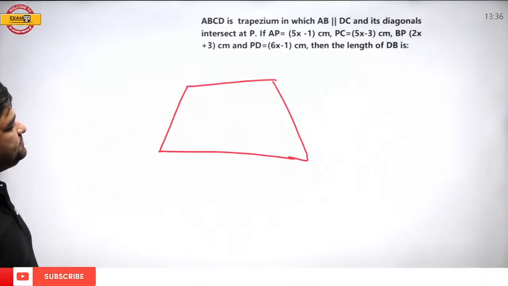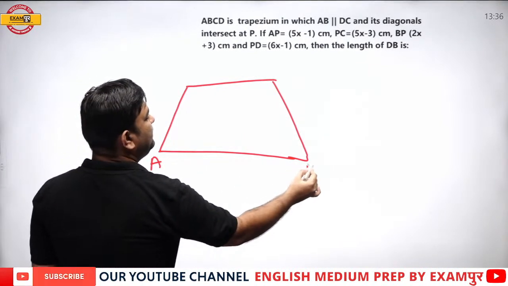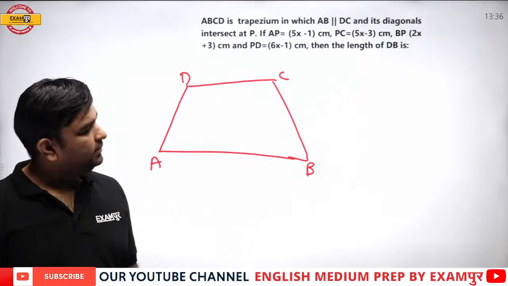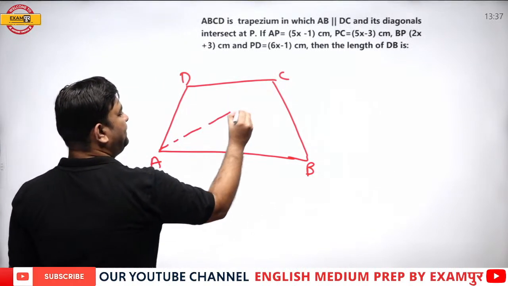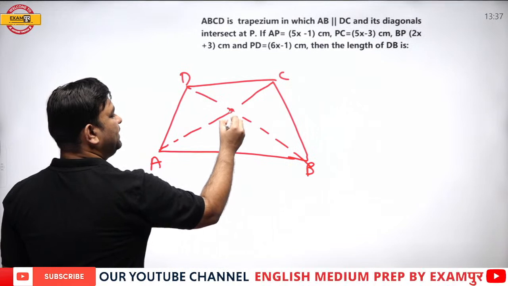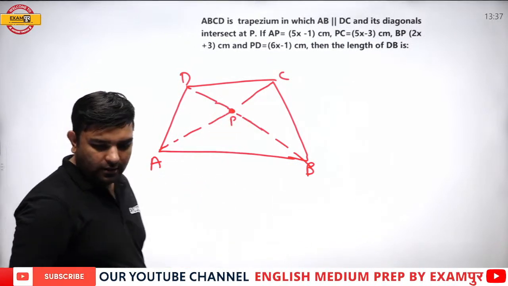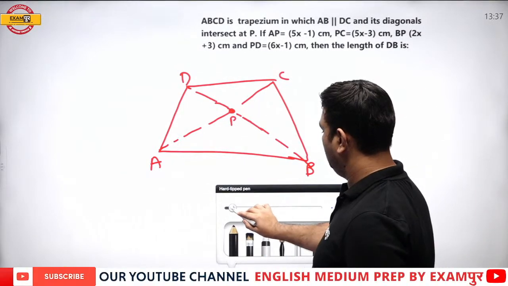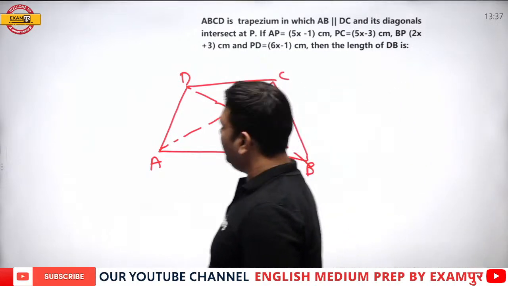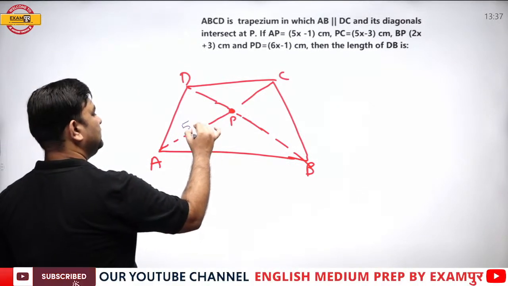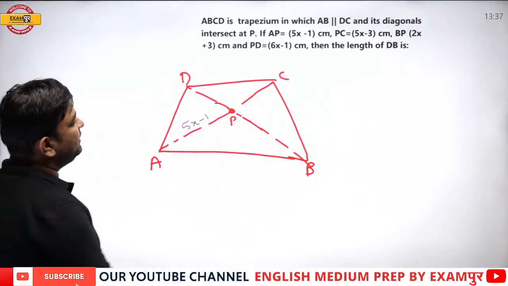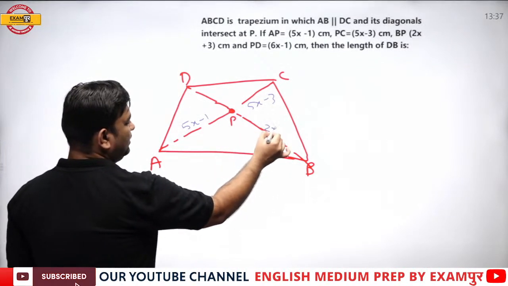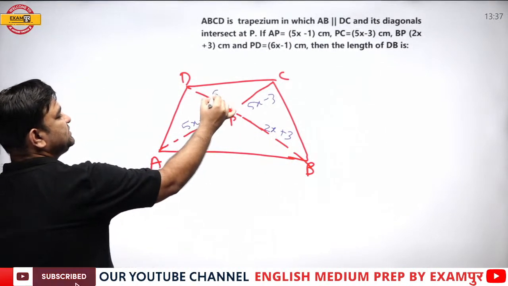ABCD is a trapezium. AB is parallel to DC. Its diagonals intersect at P. AP is 5 minus x, PC is 5x minus 3, BP is 2x plus 3, and DP is 6x minus 1.